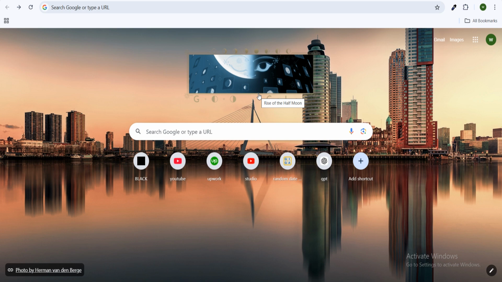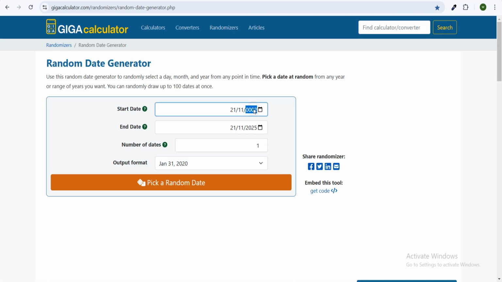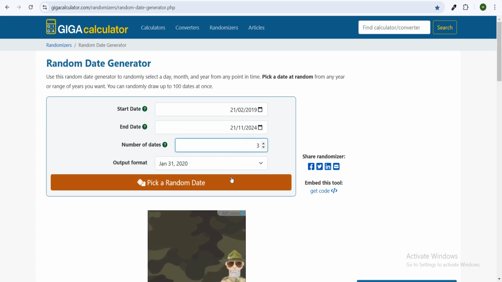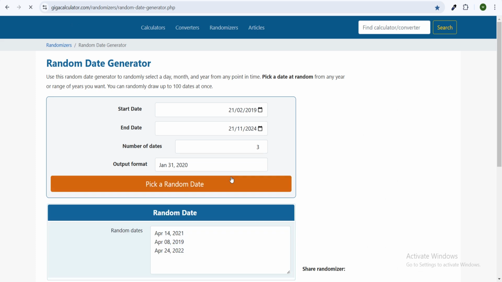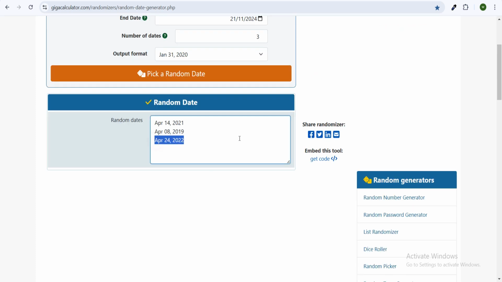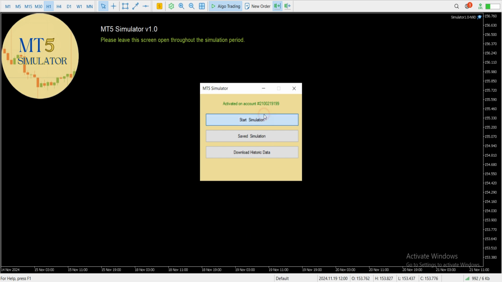So today I'm going to be doing the backtesting of GBP JPY. Let's pick some random dates. I need the dates from 2019 till 2024. Month will be second, and let's pick 3 dates, and I will choose the date which I will get on the last number. Okay, April 24, 2022. Let's do April 24, 2022.